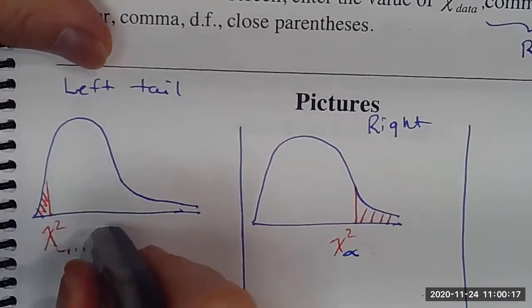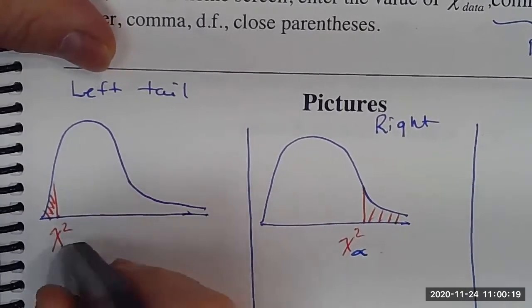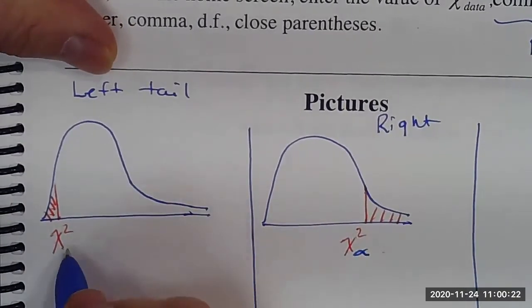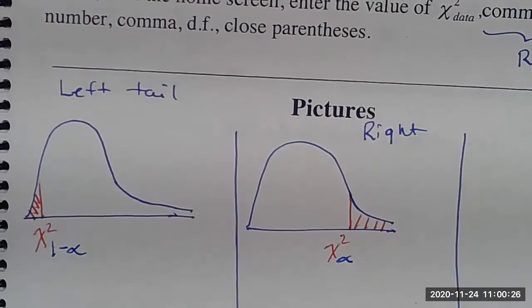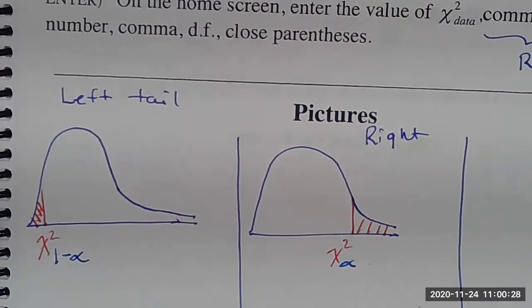Over here, it's 1 minus alpha. And I'll show you on your table. So 1 subtract out, so it's the complement. There's a big difference in how you pick your critical number from the table.